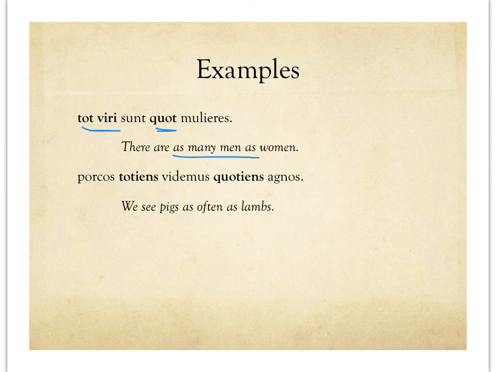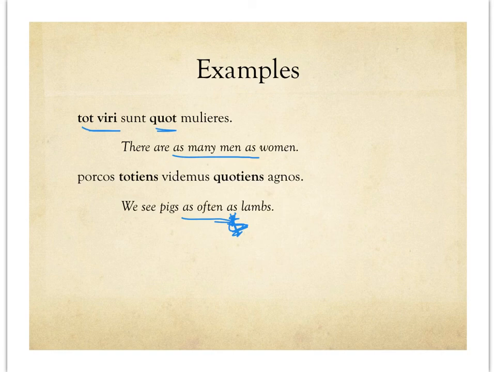So tot, quot, and then porcos totiens videmus, quotiens agnos. We see pigs as often as lambs. So again, this is an adverb. It's telling us how often. The quotiens just means as. So that's how these work. As long as you know what the word means, when you see them together, it's not tricky.